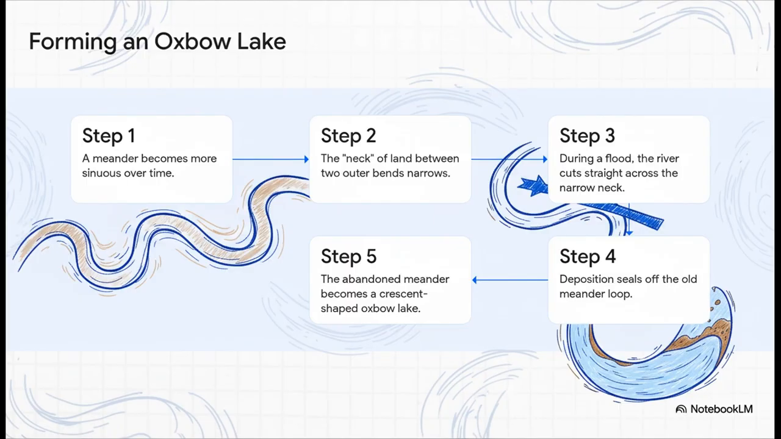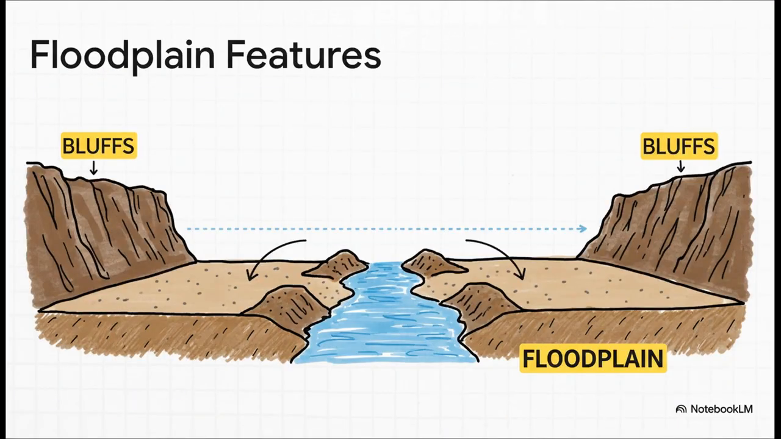This stage also brings us the final act in a meander's life. As those curves get more and more exaggerated, the little neck of land between two bends gets narrower and narrower. Eventually, during a big flood, the river decides to take a shortcut. It just smashes straight across that narrow neck, creating a new, straighter path. Over time, sediment builds up and seals off the old loop, leaving behind this beautiful crescent-shaped lake called an oxbow lake. This whole wide, flat valley you see in the lower course is called a floodplain, and it was built entirely by the river itself.